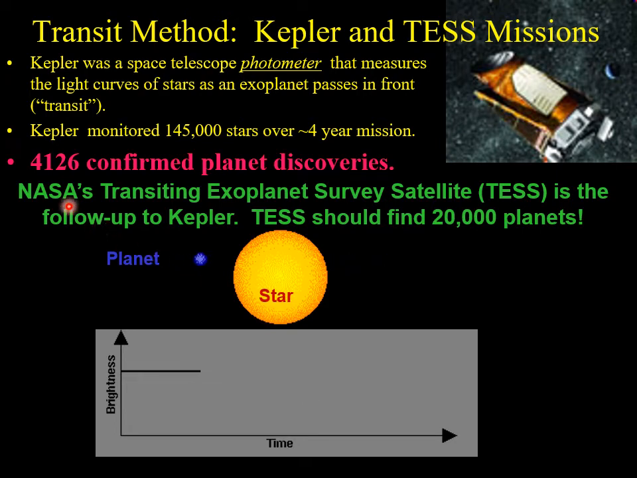So using this method, the Kepler mission found over 4,000 extrasolar planets. So this is just an amazingly productive planetary finding mission. Kepler is pretty much done with its mission right now, but there was a follow-up mission called the Transiting Exoplanet Survey Satellite, or TESS. It is the sort of new and improved version of Kepler that's going to continue this search for extrasolar planets, and the TESS scientists predict that TESS will find as many as 20,000 planets during its mission, which is happening right now.